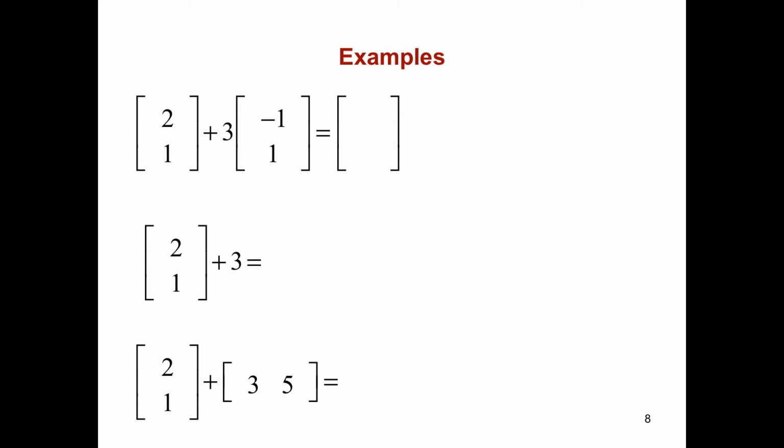So how would you perform the first operation? Well, we first multiply the second vector by the scalar, so let's make it -3 and 3. So when I perform this operation, I would have -3, 3, and then I add them up. So my ultimate result would be 2 minus 3, and 1 plus 3. So this is my linear combination.